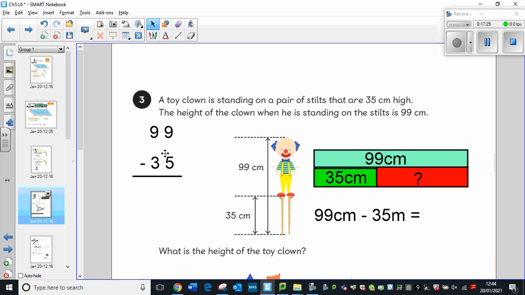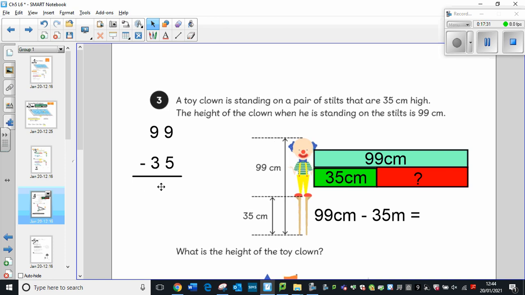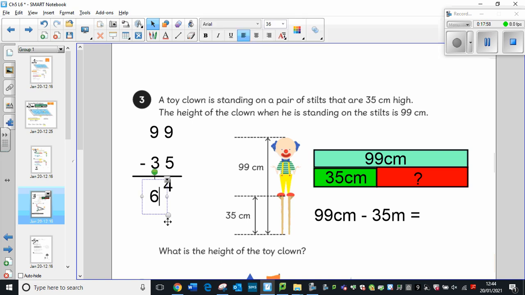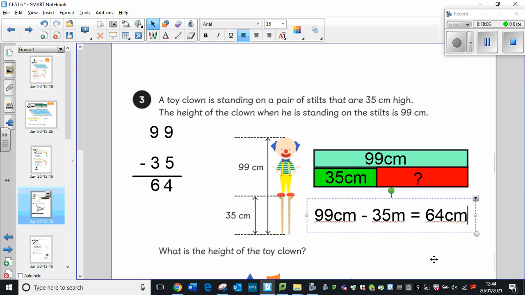So I'm going to do 9 ones, take away 5 ones, which gives me, well, 9 take away 5. Let's count back 5 from 9. Do it with me. 9, 8, 7, 6, 5, 4. Okay? So I know it will be 4 ones. Now I'm going to do 9 tens, take away 3 tens. So let's count back 3 tens from 9 tens. Are you ready? So we go 8 tens, 7 tens, 6 tens. There we go. So that tells me the height of the clown is 64 centimeters.